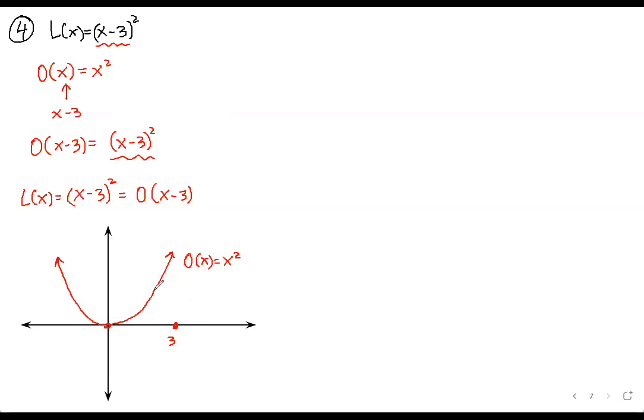And all these points, here is 1 and 1, for example. Suppose it's 1, 1 here. So it will be like 4 and 1. Use different colors. So the parabola will be something like this. This is O of x minus 3, and this is the graph of L of x.